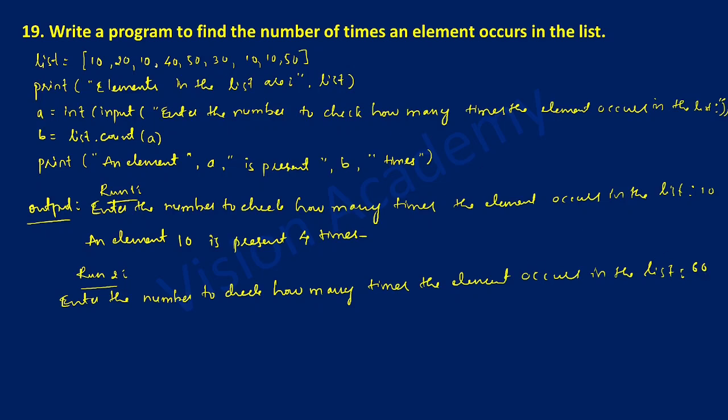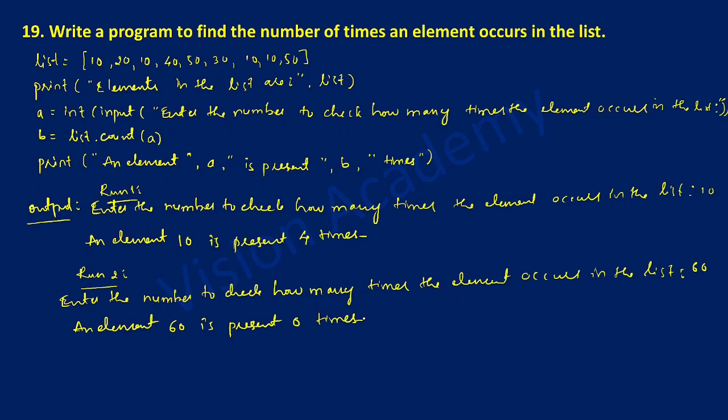For example, 60 I'm going to enter. Here in the list you can find there is no element 60. So in that particular situation, it has to return 0. So what it is going to print? An element. So here this 60 is stored in a variable called a. So an element 60 is present will be printed as it is, and here the value stored in b. So that is list dot count of a. So here that particular element is not at all present, hence it is going to return value 0. So here it is going to print 0 and then times as it is.